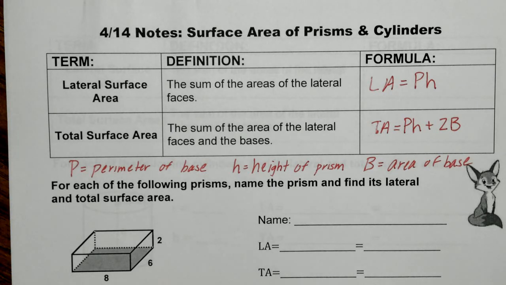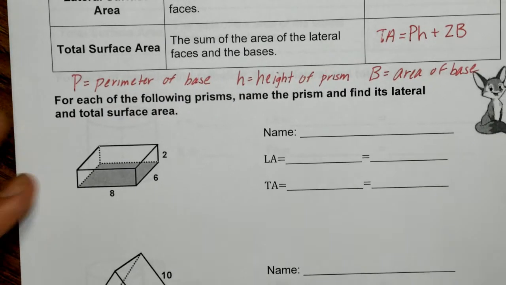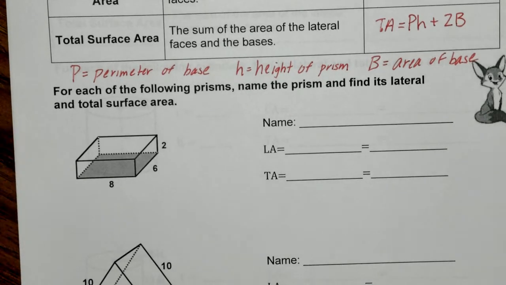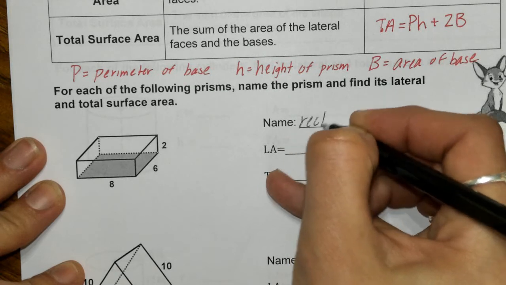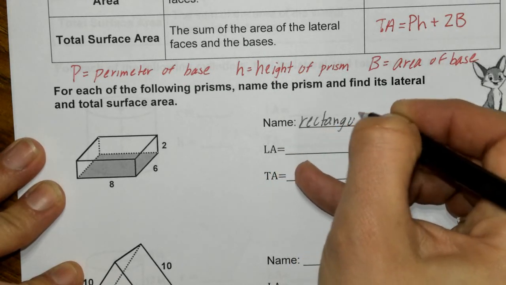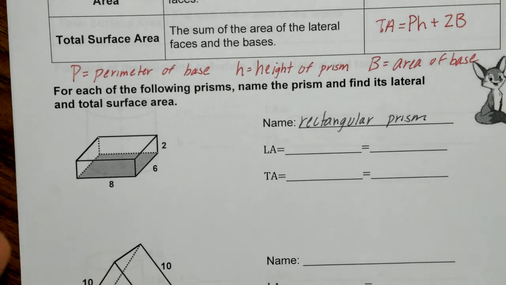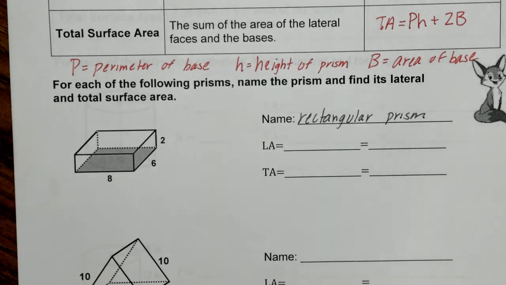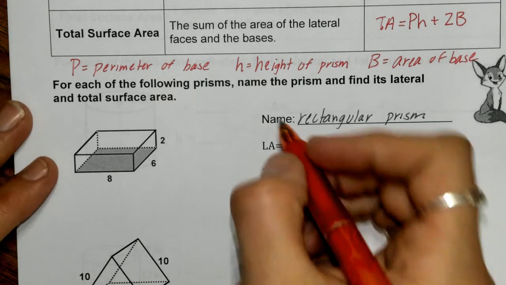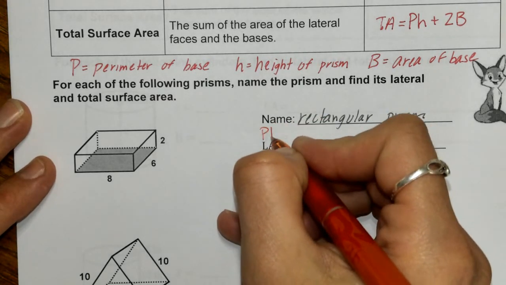All right? So for these following prisms, we've got 3 of them. We're going to name the prism first, and then we're going to find its lateral and its total surface area. So the first one here, all of our faces are rectangles. So this is a rectangular prism. Remember to pause it so you can get it all written down. So your lateral surface area is going to be big P, the perimeter of the base, times the height.